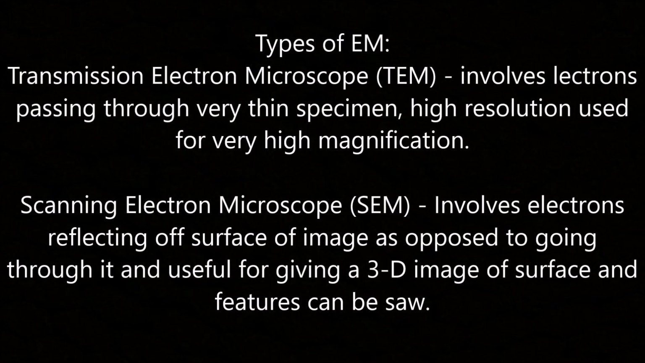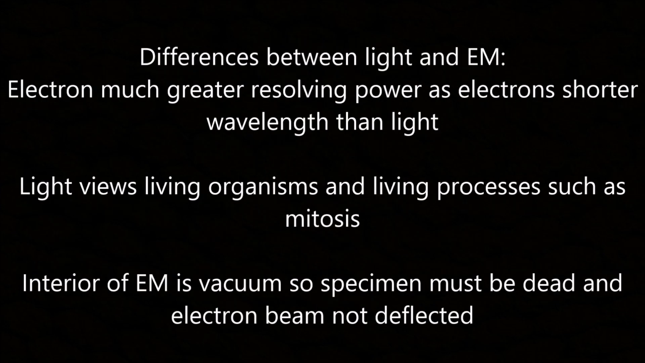Types of EM include the transmission electron microscope, or TEM, which involves electrons passing through a very thin specimen with high resolution, used for very high magnification. The scanning electron microscope, or SEM, involves electrons reflecting off the surface of the specimen as opposed to going through it, and it's useful for giving a 3D image of the surface so features can be seen. The difference is that the electron microscope has much greater resolving power as electrons have a shorter wavelength than light. Light microscopes view living organisms and living processes such as mitosis, and the interior of the EM is a vacuum, so the specimen must be dead and the electron beam is not deflected.